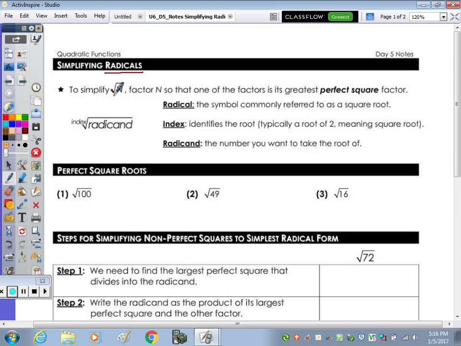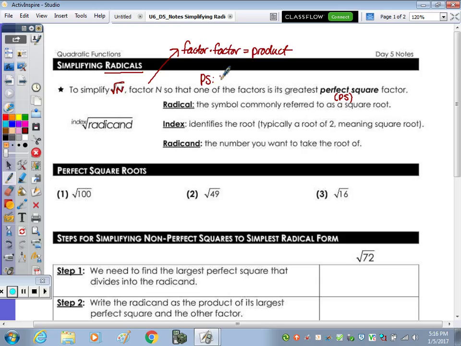To simplify the square root of n, where n is just some number, we factor. Remember, factor times factor equals a product. So we factor it out so that one of the factors is its greatest perfect square. Let's take a minute right above it here and list our perfect squares.